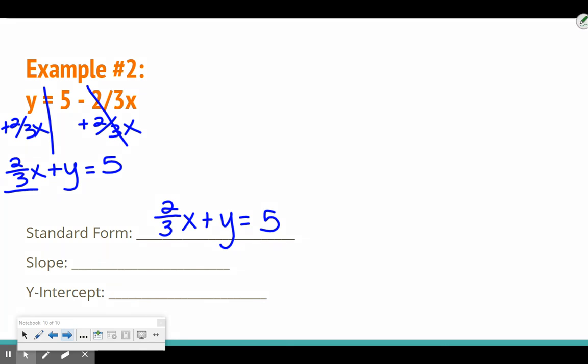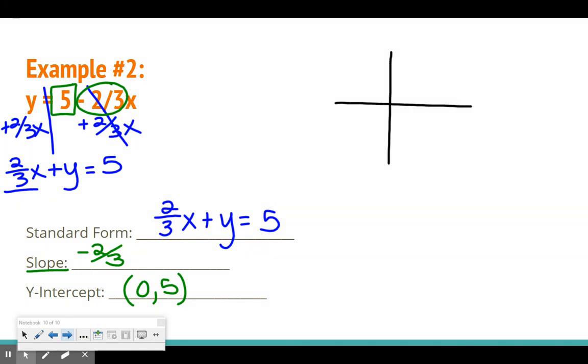Again, go back to the original equation to identify the slope. Okay, the slope is the one that's always by the x, and I have negative 2/3. My y-intercept is the one that's by itself, and that's at positive 5. Okay, I'm writing my y-intercept as a coordinate point because it's a point on the graph. Right? So if I were to graph this line here, our y-intercept would be a coordinate point. Okay, so I want to make sure that I'm writing it as a coordinate point.